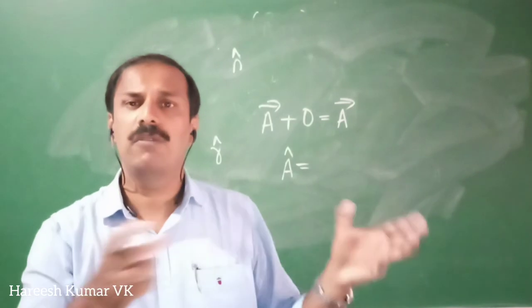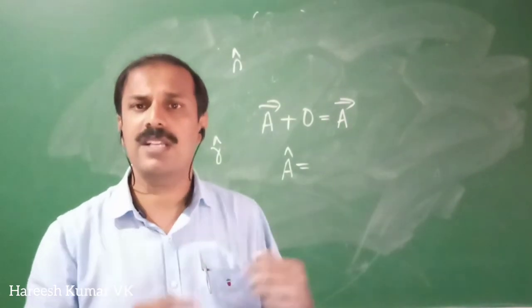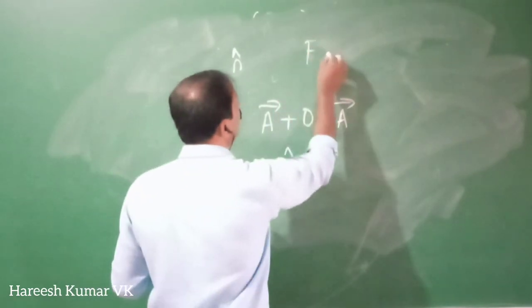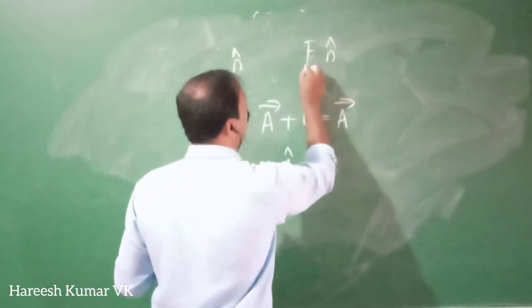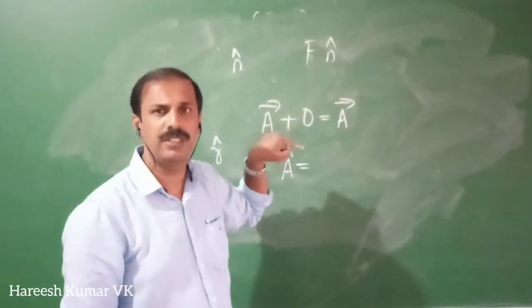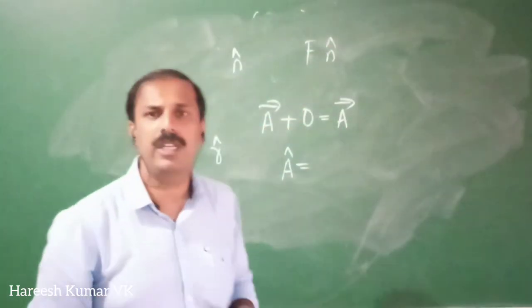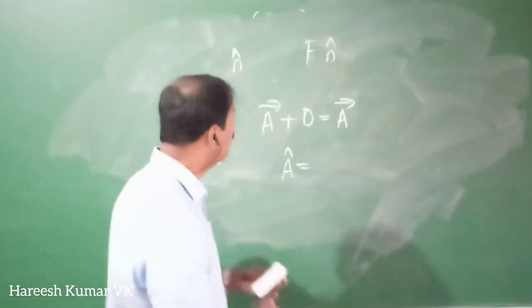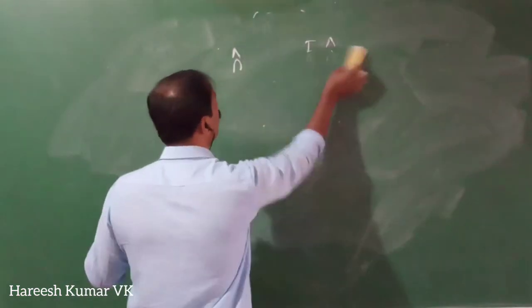Whenever we are multiplying, we have many cases where this will be there. For example, if it is given F like this, it means this F is multiplied with the unit vector. So this is normal to it. So that unit vector concept is very, very important. Unit vector means a vector which is having magnitude 1.